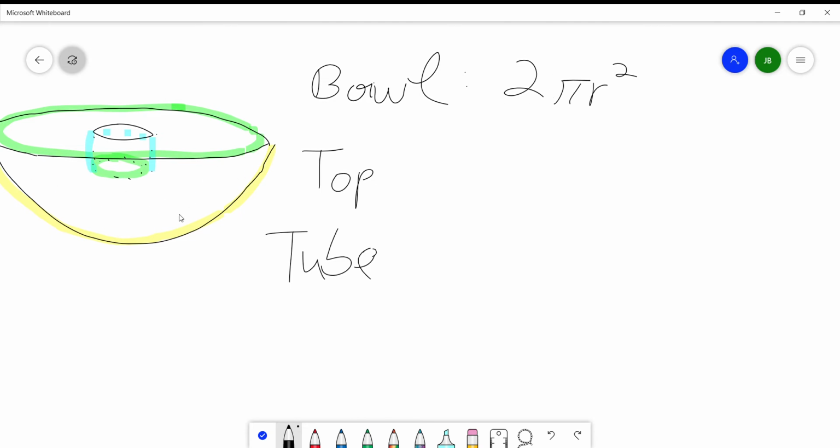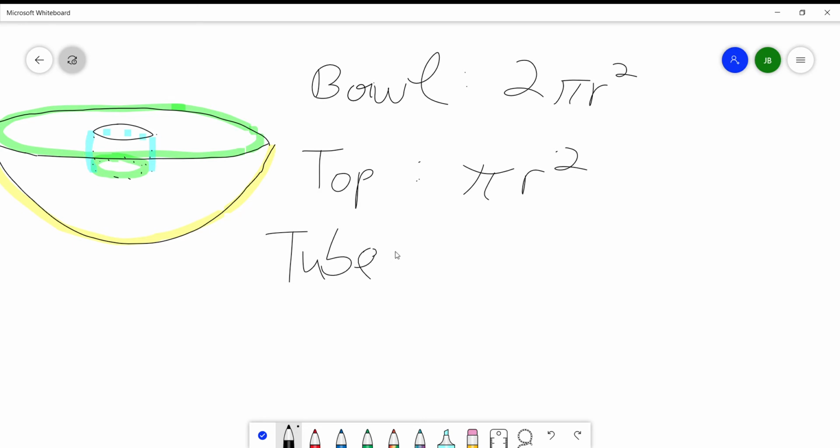That's going to be one of the biggest chunks that we've got. Next, the top. So this is just a circle, and I already explained that we don't need to worry about this little piece because it's as if that piece just slid down a bit, but it's still part of this whole circle. So we're just going to call that pi r squared. Pi r squared.